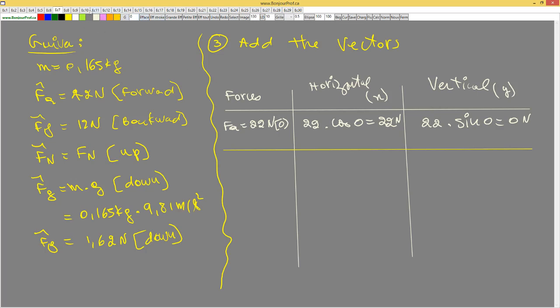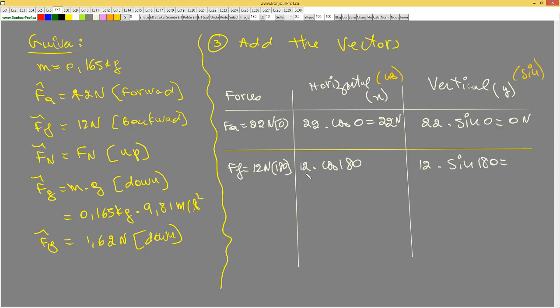The second force now. The force of friction. I'm going to put it in another color or the same color. This one is 12 Newton and the angle is 180. So here I'm going to put 12 times cosine 180 and here 12 times sine 180. Always the cosine is with the horizontal, and here with the sine.